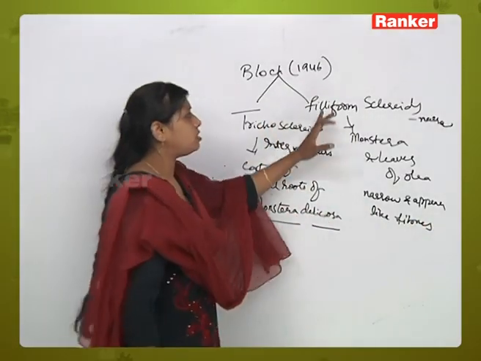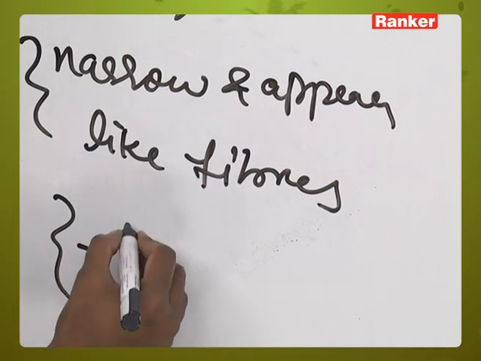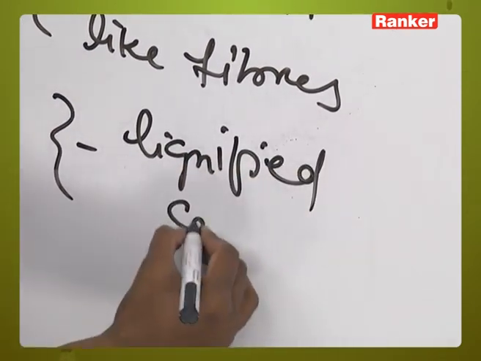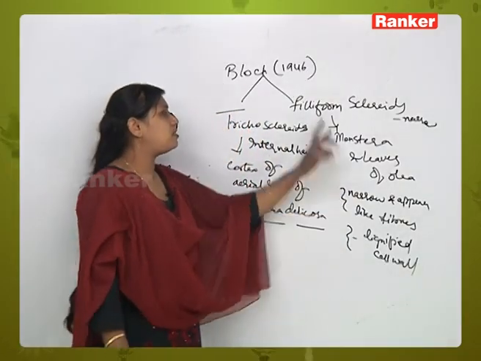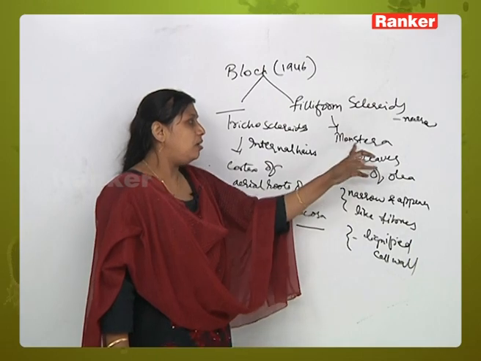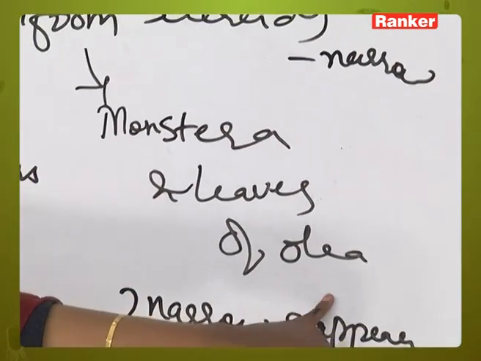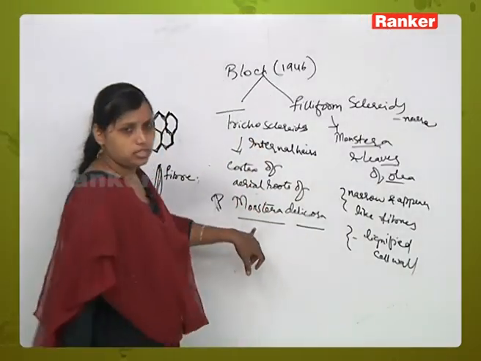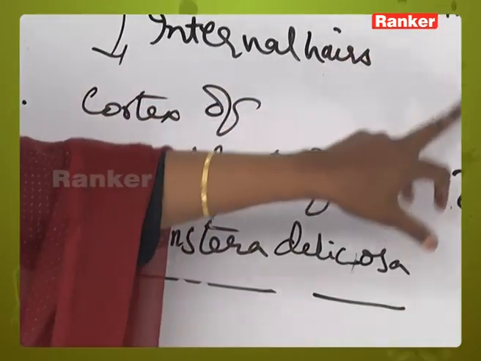Now, the cell walls of the sclerites are lignified. A lignified cell wall is there, and this type of sclerites are seen in the cortex of the aerial roots of Monstera and leaves of Olea. These 2 examples are very important. As per your question bank syllabus, these questions are there.